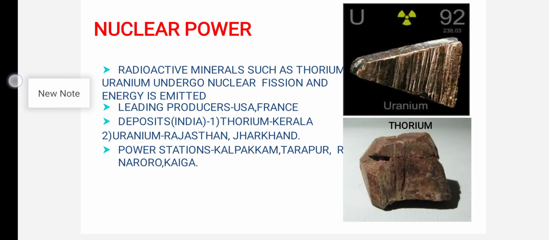The greatest producers of nuclear power are USA and Europe. In India, Rajasthan and Jharkhand have large deposits of uranium. Thorium is found in large quantities in the monazite sands of Kerala. The nuclear power stations in India are located in Kalpakkam in Tamil Nadu, Tarapur in Maharashtra, Rana Pratap Sagar near Kota in Rajasthan, Narora in Uttar Pradesh and Kaiga in Karnataka.